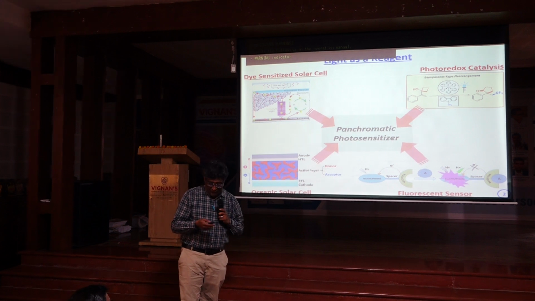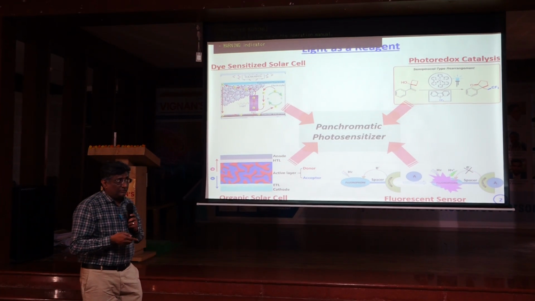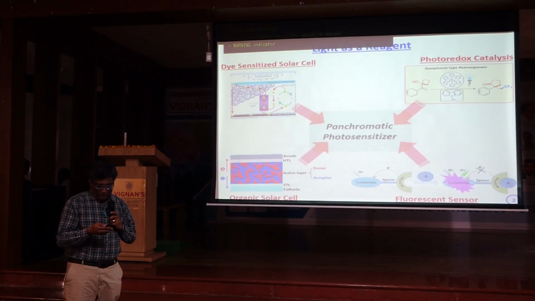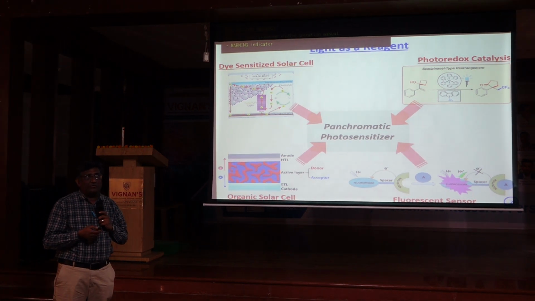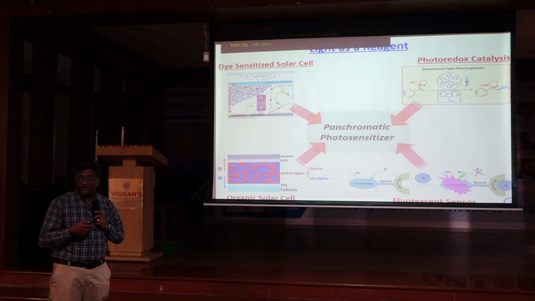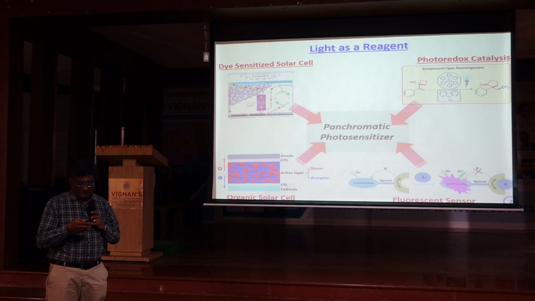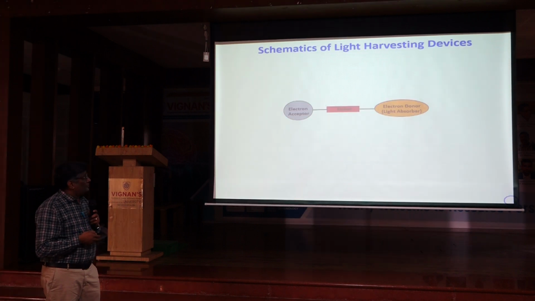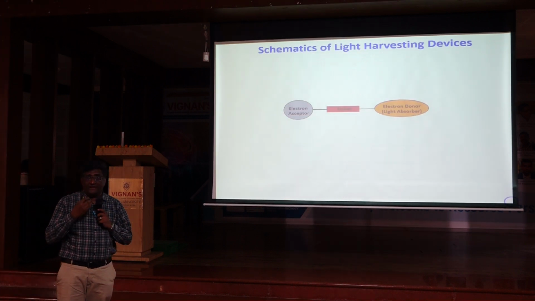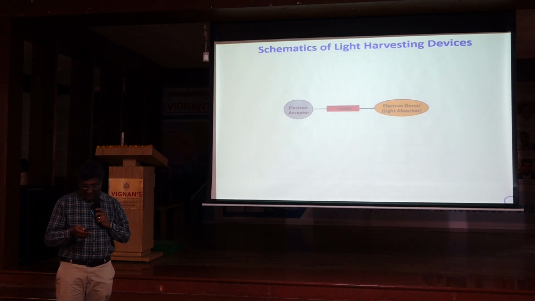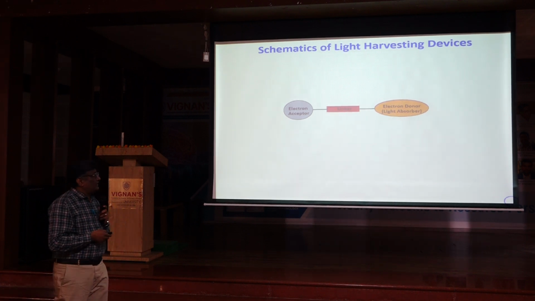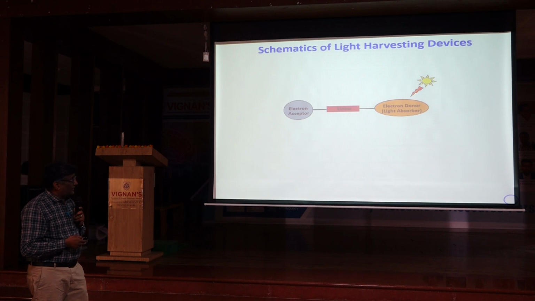actually the photosensitizer. So I'm going to talk through a few slides on how to select a photosensitizer and how you can monitor the different types of photoreactions that happen in a photosensitizer. I keep this slide as an introduction to everything: what is a light harvesting system, which contains an electron donor, a linker and an acceptor.